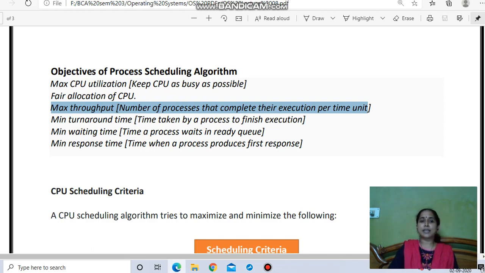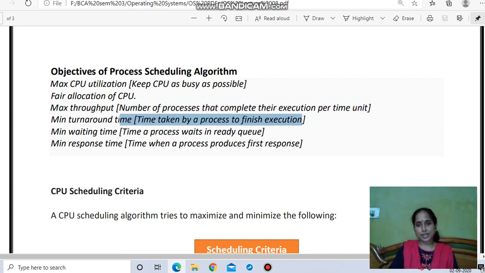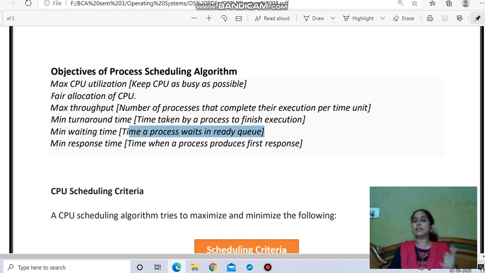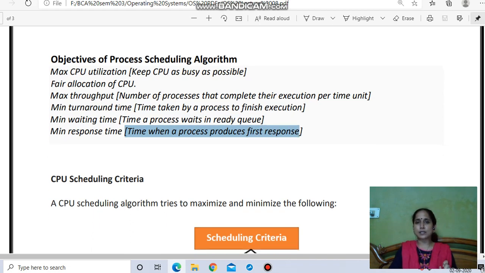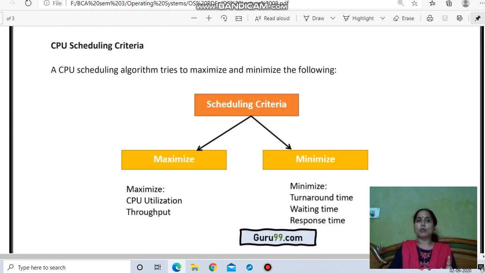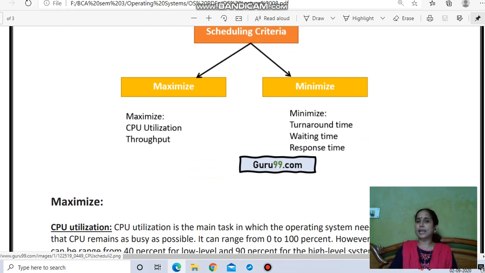Minimum turnaround time, that is time taken by a process to finish its execution, should be as minimum as possible. Waiting time should be as minimum as possible. Waiting time is the time spent by a process in the ready queue. And response time, time when a process produces its first response is the response time. It should be minimum. So overall we can categorize that scheduling criteria under 2 categories, maximization and minimization.